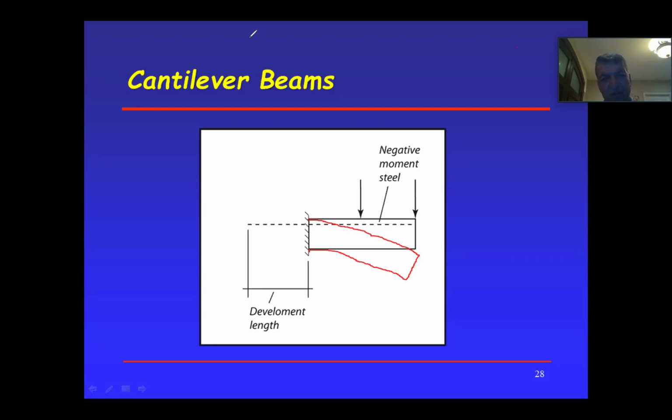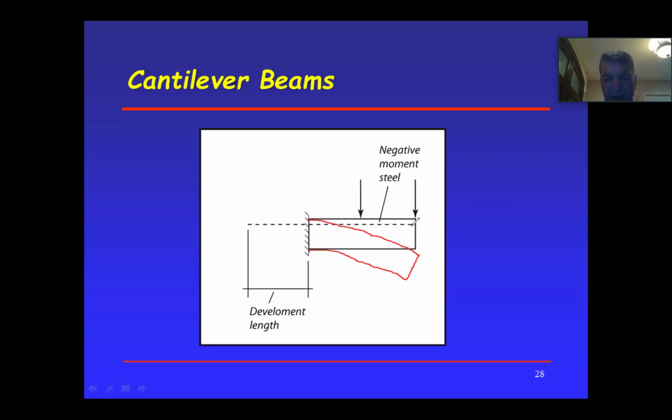So when you do that, what do you think would happen if I put my bar here, my steel, and stop it at the end? If I stop my steel at the end here, and let me draw it in yellow.